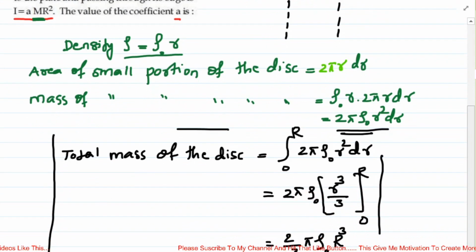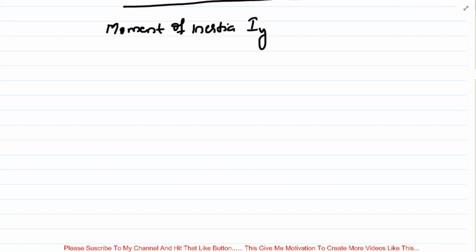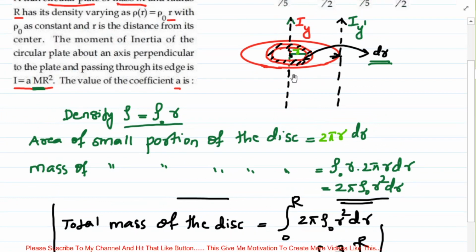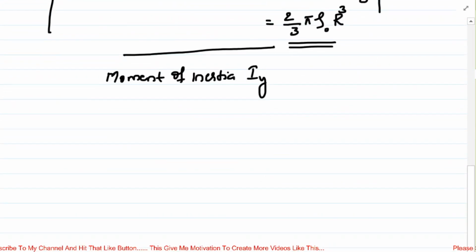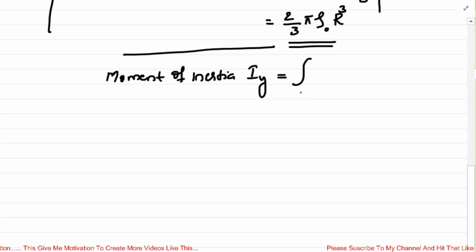Okay, so now we have to find out the moment of inertia of the total disk passing through the y-axis. What is the y-axis? The y-axis, which I've already shown here, is this. We first have to find out the moment of inertia passing through this axis for the total portion of the disk. For that, we can write down that equation. Moment of inertia passing through the y-axis is equal to integrating from 0 to r.